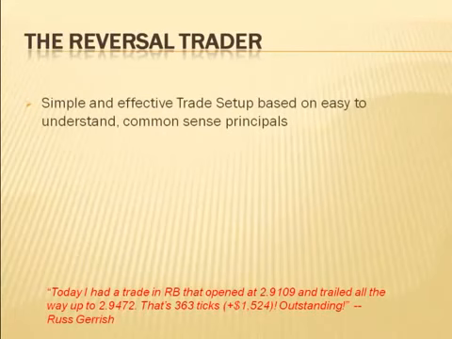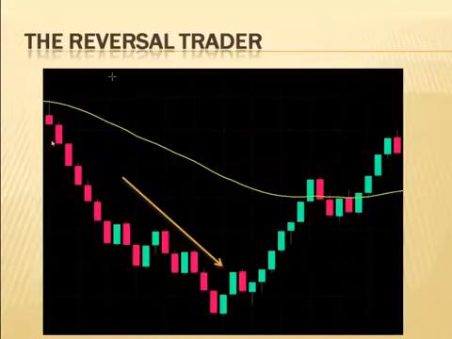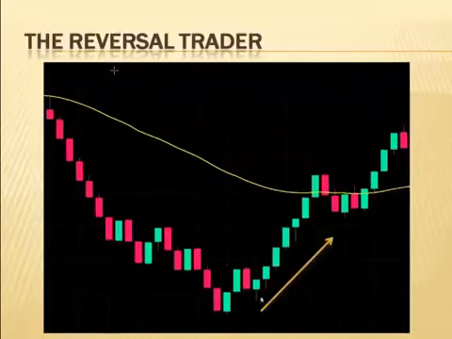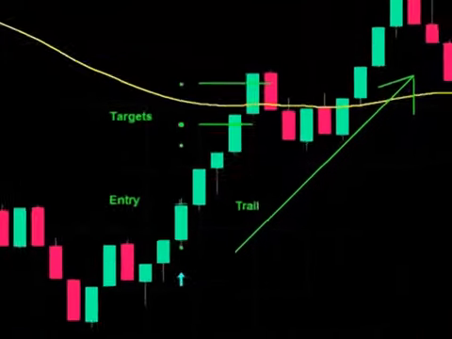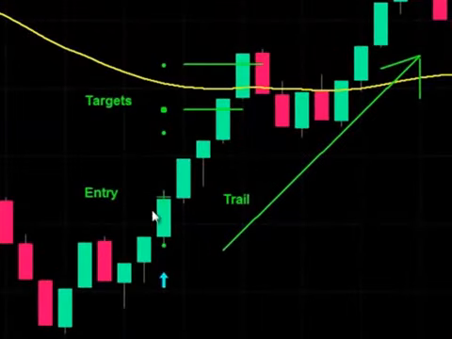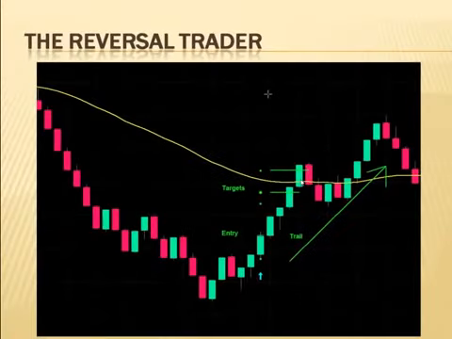The Reversal Trader is a simple and effective trade setup based on easy to understand common sense principles. Take a look at this chart of any market, any time frame. When the price extends down away from an important moving average, represented by this yellow line, it always wants to trade back to that line, like this. The Trend Jumper Reversal Trader takes advantage of that phenomenon that happens on all charts and time frames, and it gives us structure on the chart. It shows us clear entries, clear targets, and gives us a chance to take advantage of that highly predictable move back to that important moving average.